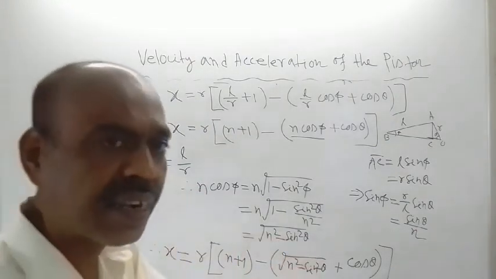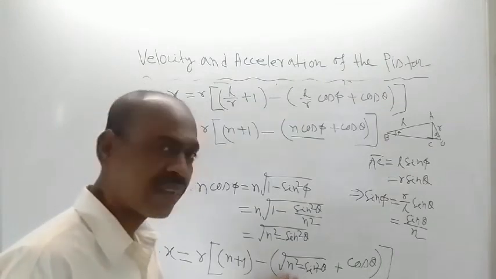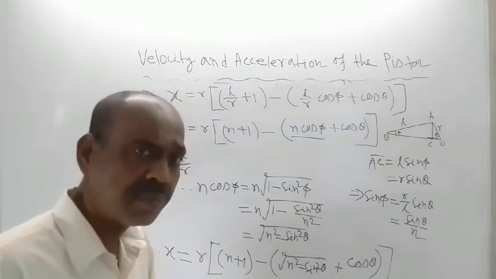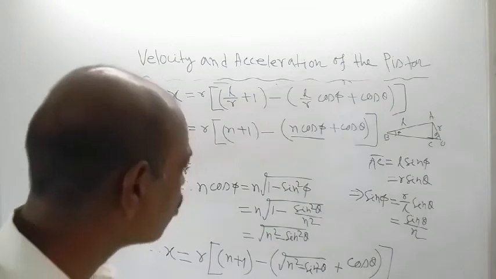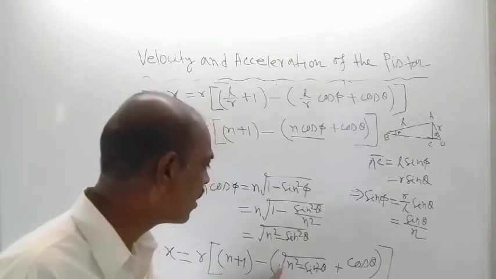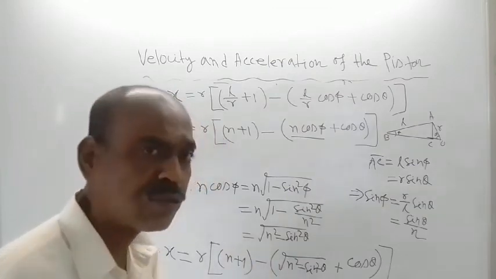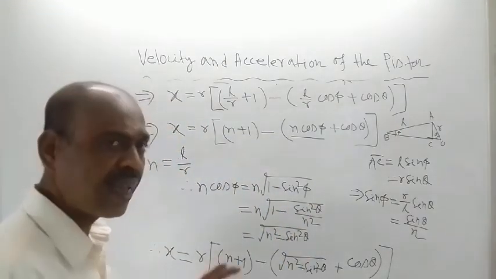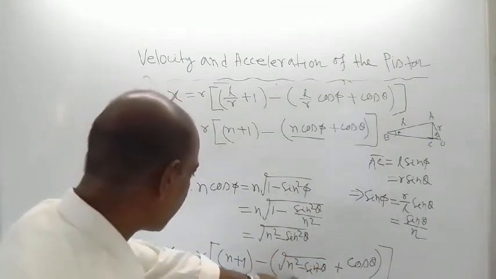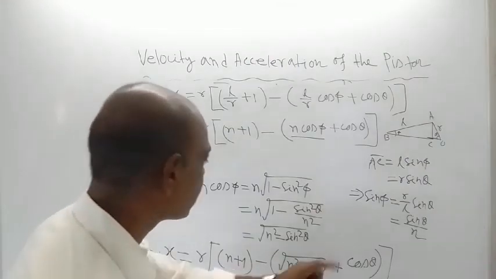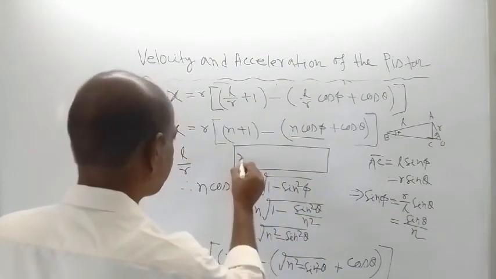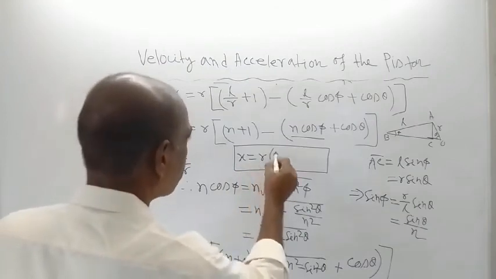Therefore, if n is very, very greater than 1, in that case, n square is very, very greater than 1. So that 1, the maximum value of sine square theta, can be neglected. So you will get only n square within the under root sign. If you remove the under root sign, you will get only n. So this n and this n will be cancelled and you will get only 1 minus cos theta. I am showing the same thing here. Okay, you will get x is equal to r into 1 minus cos theta.